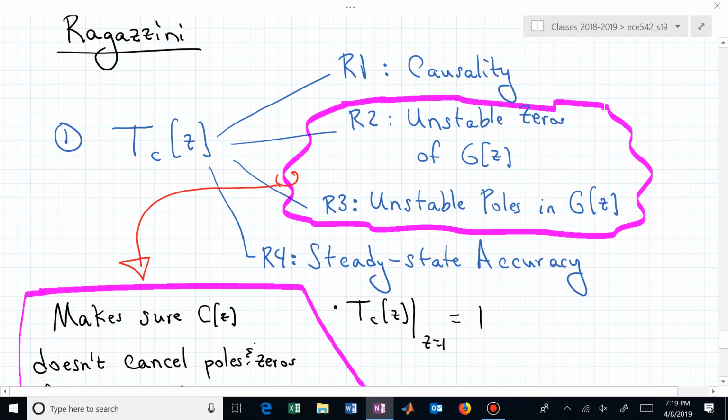Restriction 4 deals with steady state accuracy, and typically that is some relationship on the DC gain. The DC gain could say, I want the DC gain to be 1, but that wouldn't have to be true. You might say, I want a DC gain of 2. But you could still evaluate T sub C of Z with Z equal to 1.